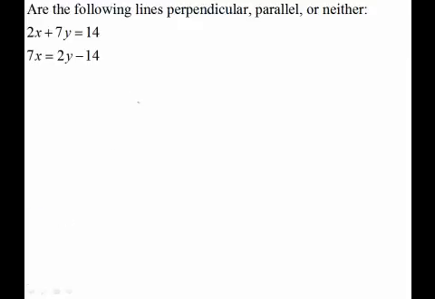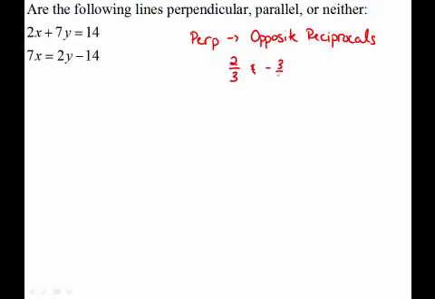To tell if lines are perpendicular, parallel, or neither, we have to look at the slopes. And so the key thing is that perpendicular lines have slopes which are called opposite reciprocals, which means that you have to change the sign and flip the fraction. So examples would be 2/3 and -3/2. Those would be opposite reciprocals. We flip the fraction and change the sign.